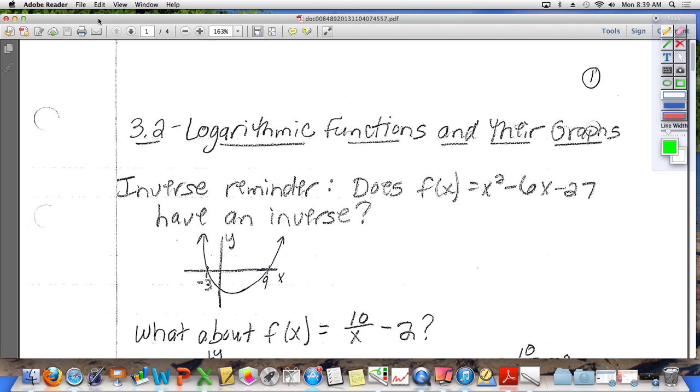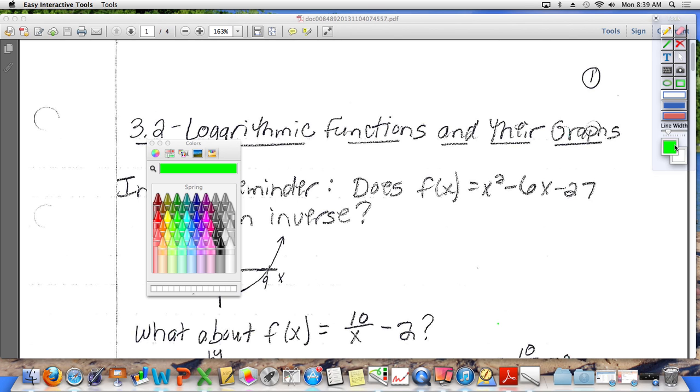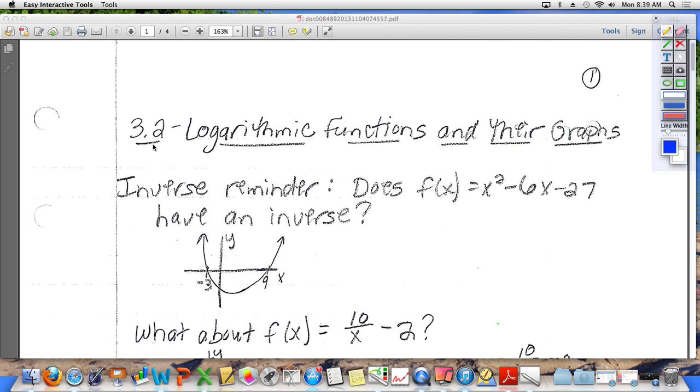This is a new section from your book, section 3.2 on logarithmic functions and their graphs. And I told you guys that you didn't need to write down the beginning part, but I do want to just talk about it quickly. So if I can have eyes and ears up here, please.